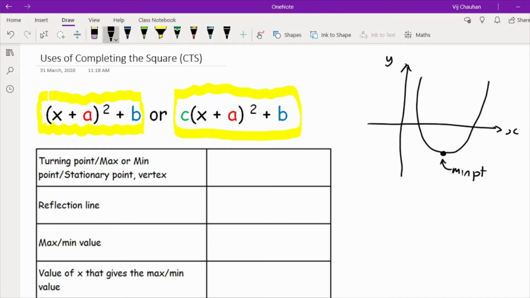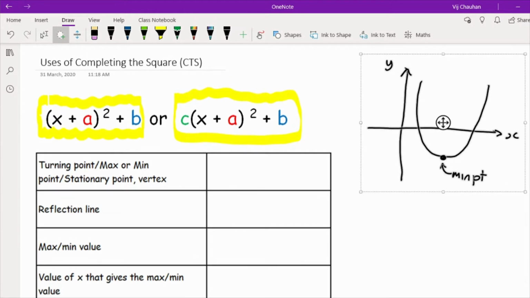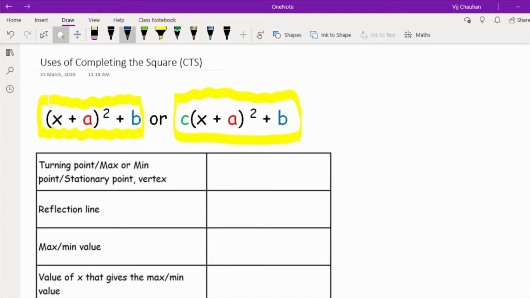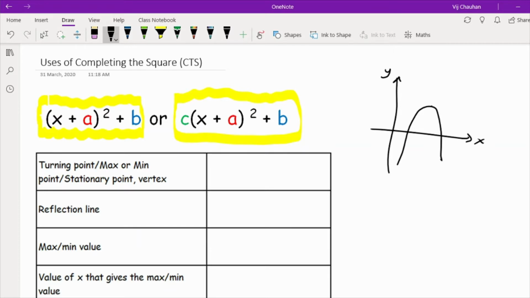And obviously if we had a negative parabola, so if I was to have a negative parabola, it would look something like that, then here I'd be looking at a maximum point, but it will still be classed as a turning point or a vertex or a stationary point.